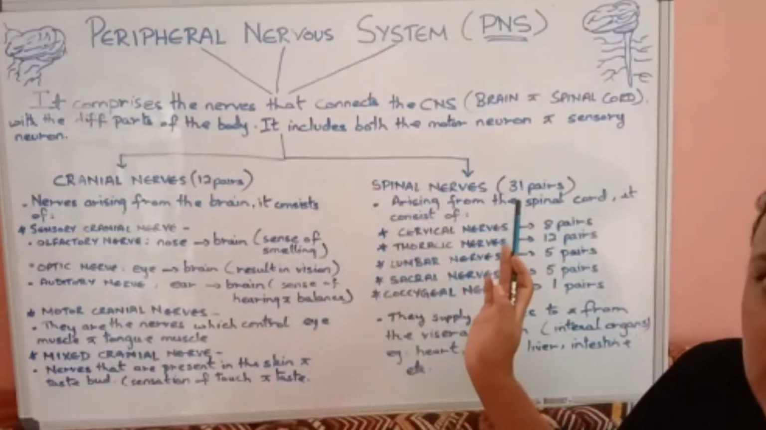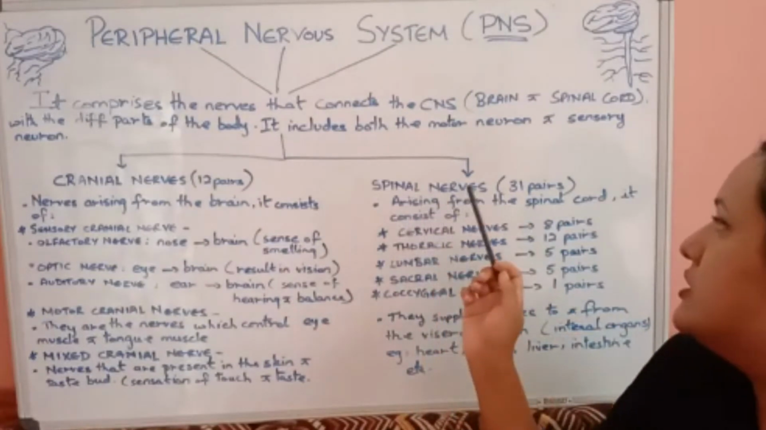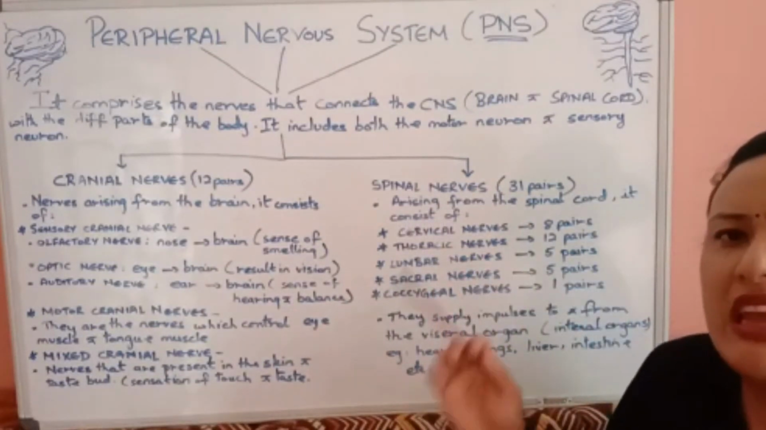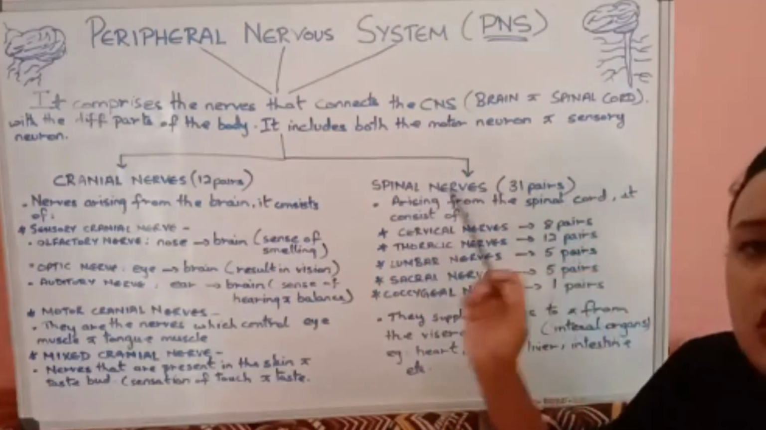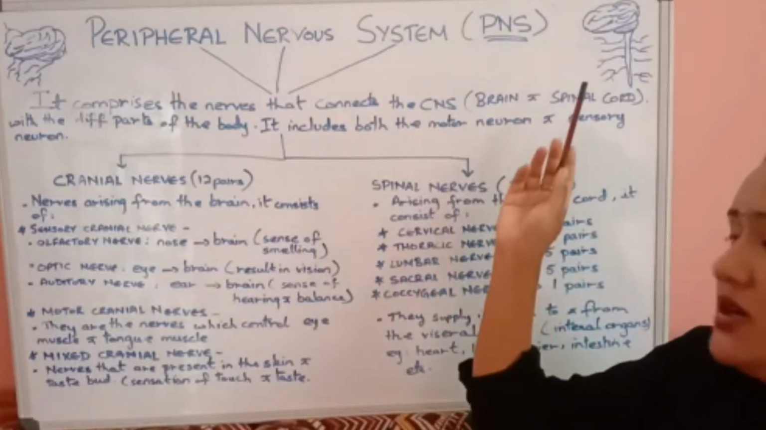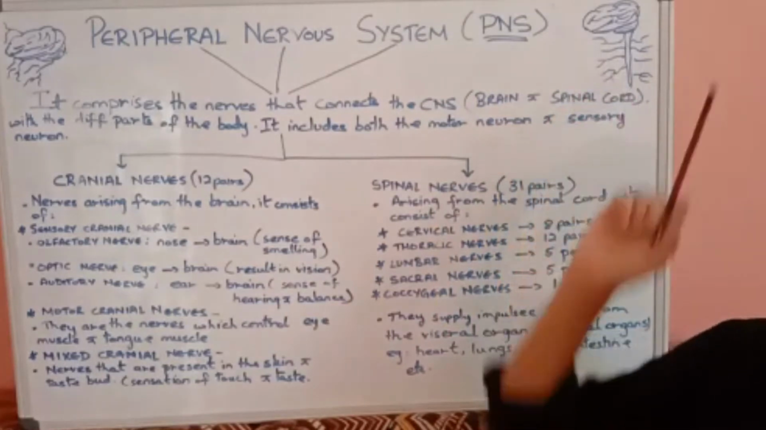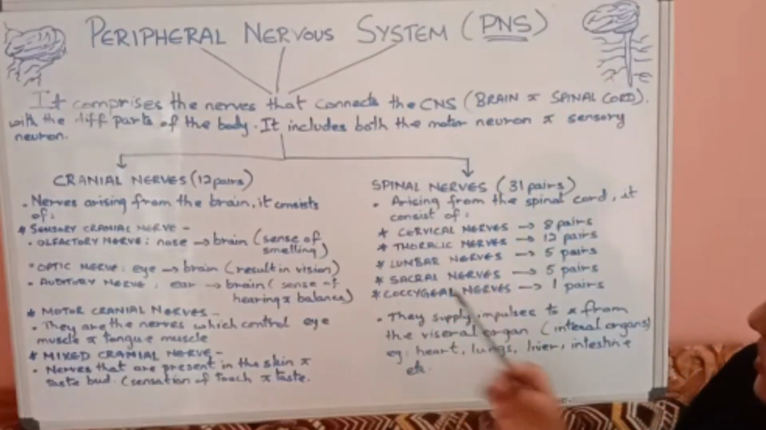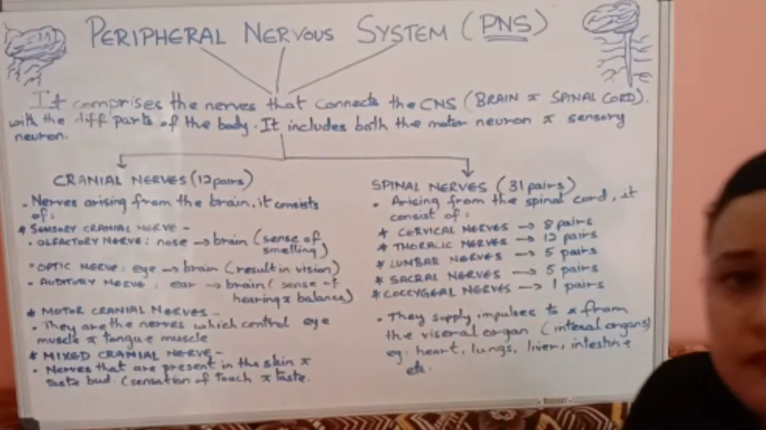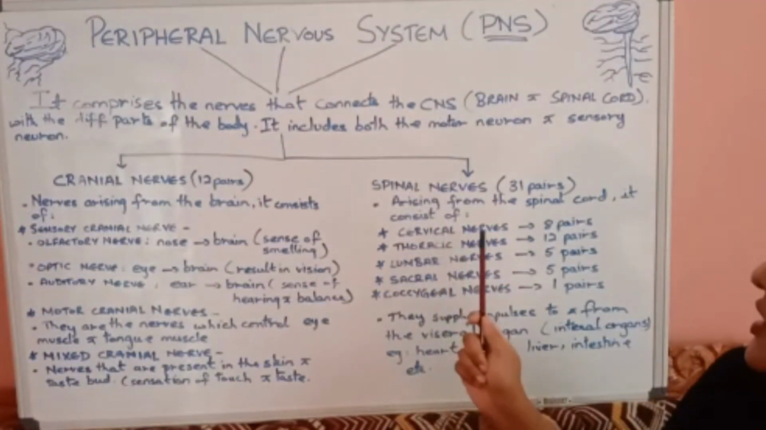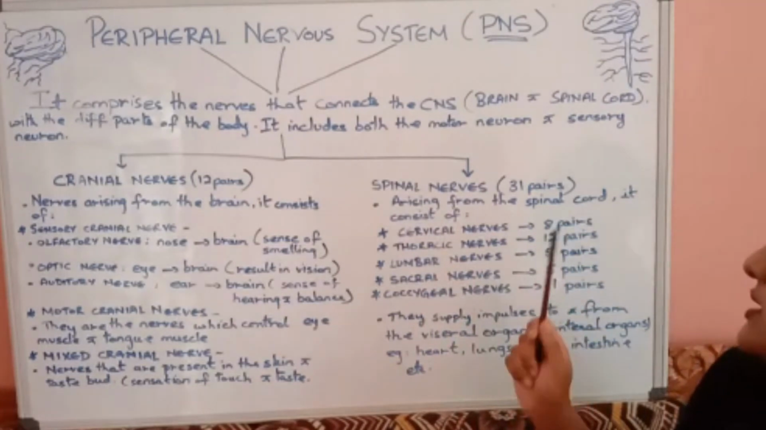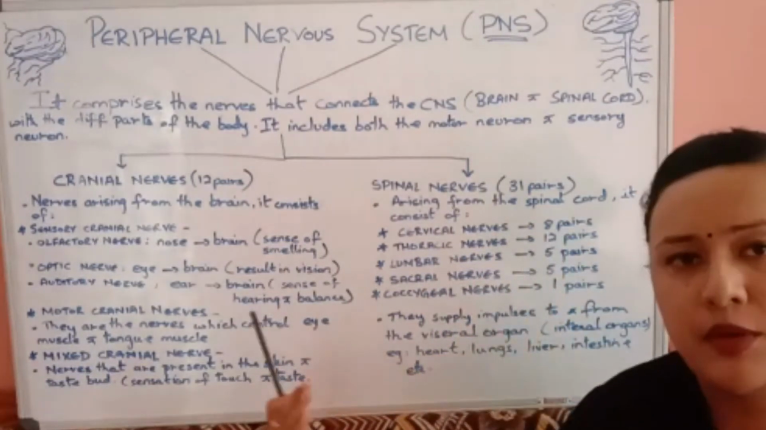The second one is the spinal nerves. Always remember they are 31 pairs. They are the nerves that arise from the spinal cord. You can see there are 5 types. First come your cervical nerves. There are 8 pairs, 8 nerves that arise from the right and left side.